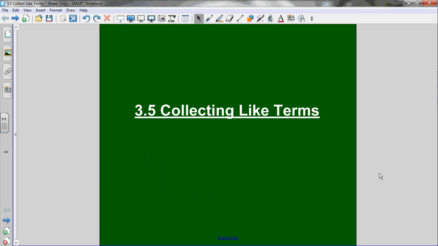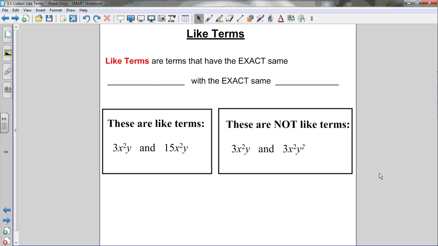Here's a lesson for section 3.5, collecting like terms. Before we learn how to collect like terms, let's learn how to distinguish what like terms are. So let's define this first. Like terms are terms that have two things. Terms that have the exact same variables with the exact same exponents. So in order for terms to be like terms, they have to have the exact same variables with the exact same exponents.